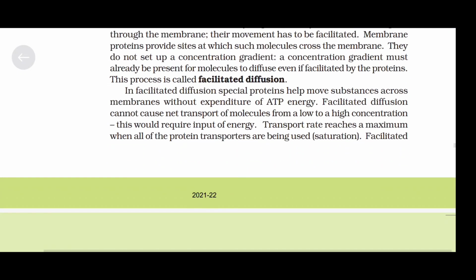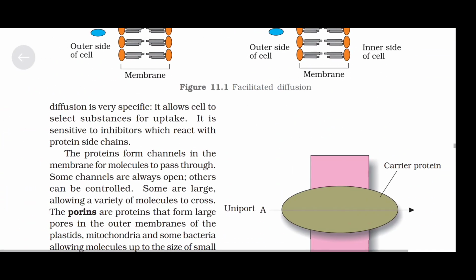In facilitated diffusion, special proteins help move substances across membranes without expenditure of ATP energy. Facilitated diffusion cannot cause net transport of molecules from a low to high concentration. This would require input of energy. Transport rate reaches a maximum when all of the protein transporters are being used. Saturation. Facilitated diffusion is very specific. It allows the cell to select substances for uptake. It is sensitive to inhibitors which react with protein side chains.